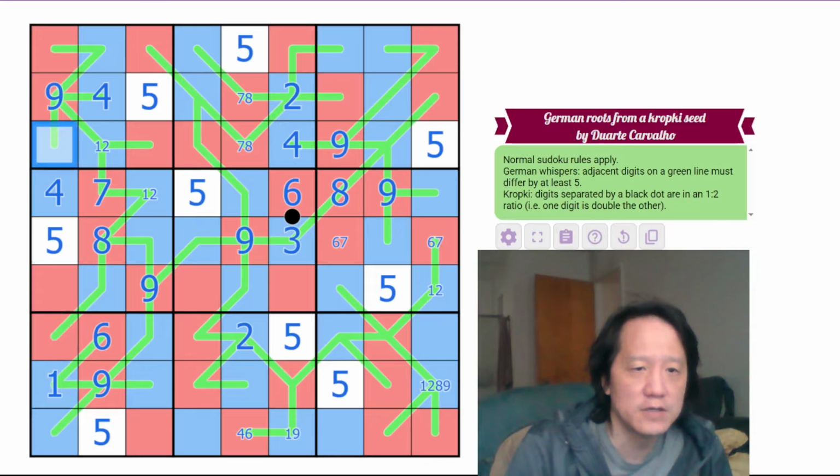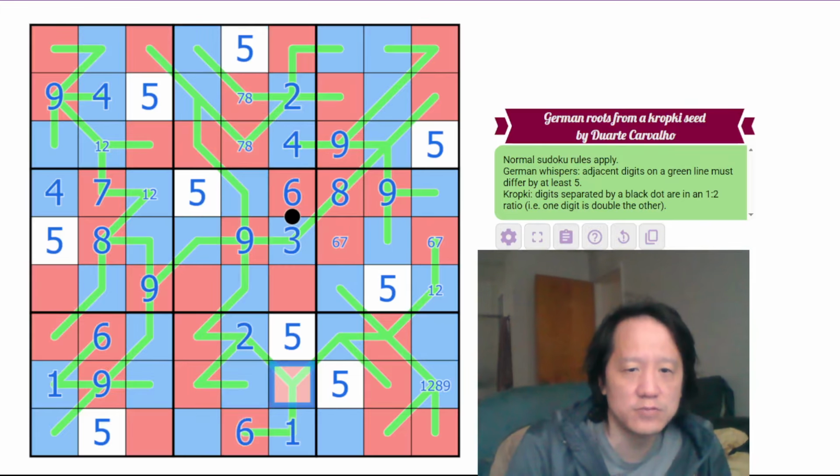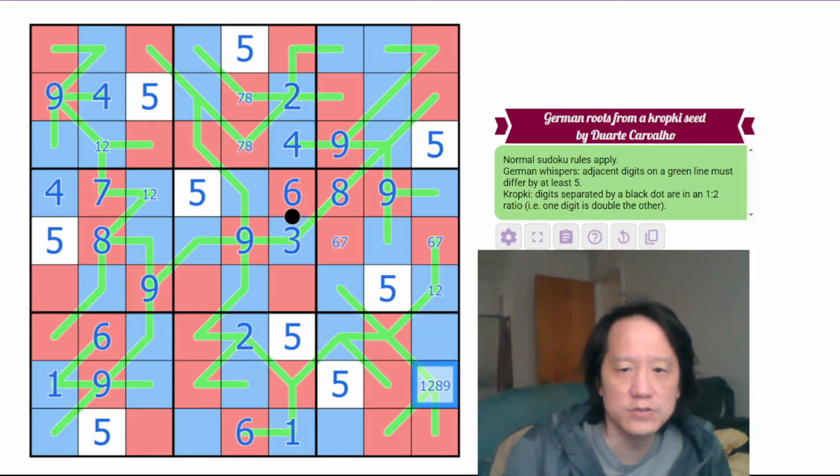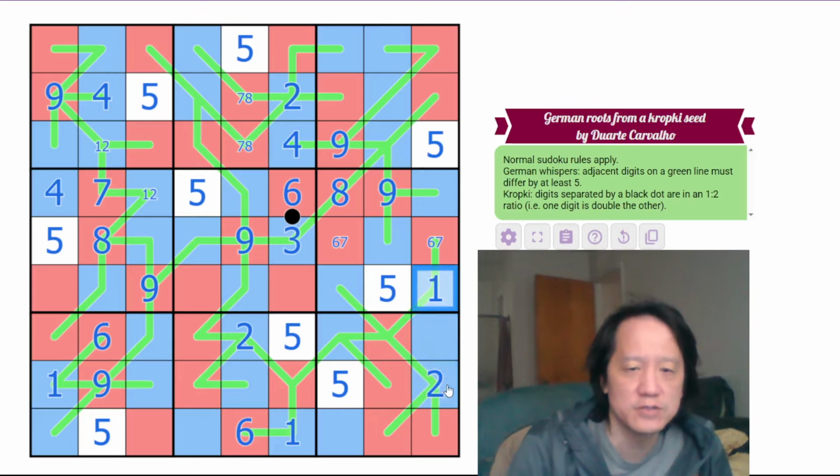This is 9. This is 7 or 8. This has to be 6, which is next to 1. This has to be 1 or 2. It cannot be 1 because of the 1 in the row, so this is 2, which makes this 1.